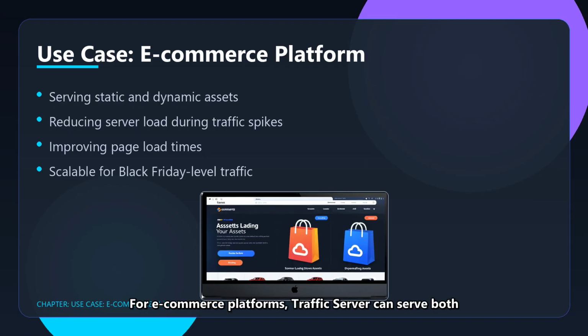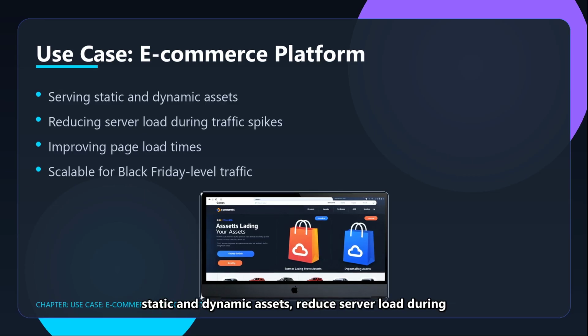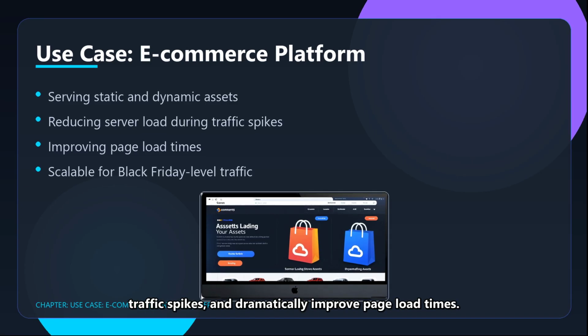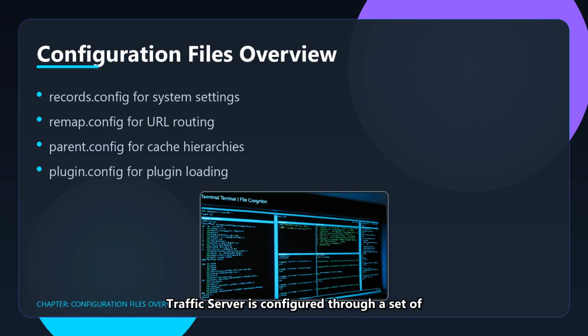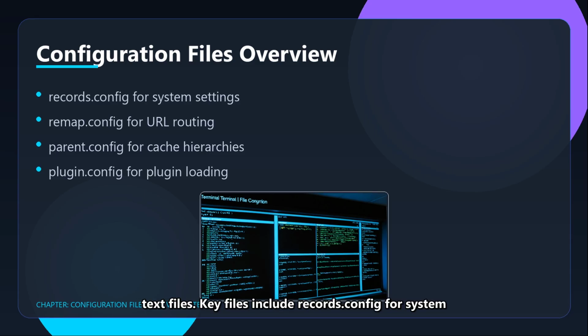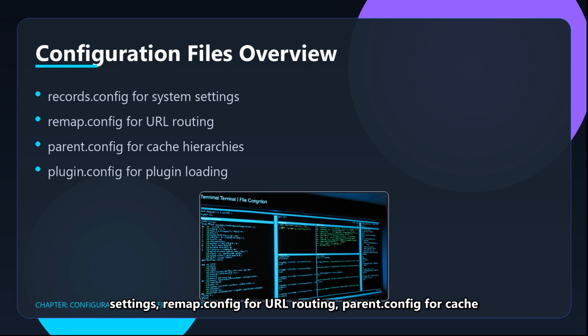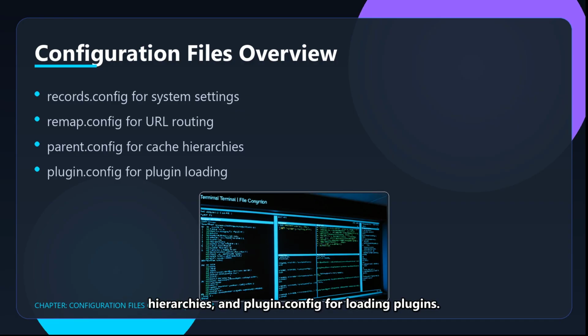For e-commerce platforms, Traffic Server can serve both static and dynamic assets, reduce server load during traffic spikes, and dramatically improve page load times. It's scalable enough to handle Black Friday-level traffic. Traffic Server is configured through a set of text files. Key files include records.config for system settings, remap.config for URL routing, parent.config for cache hierarchies, and plugin.config for loading plugins.